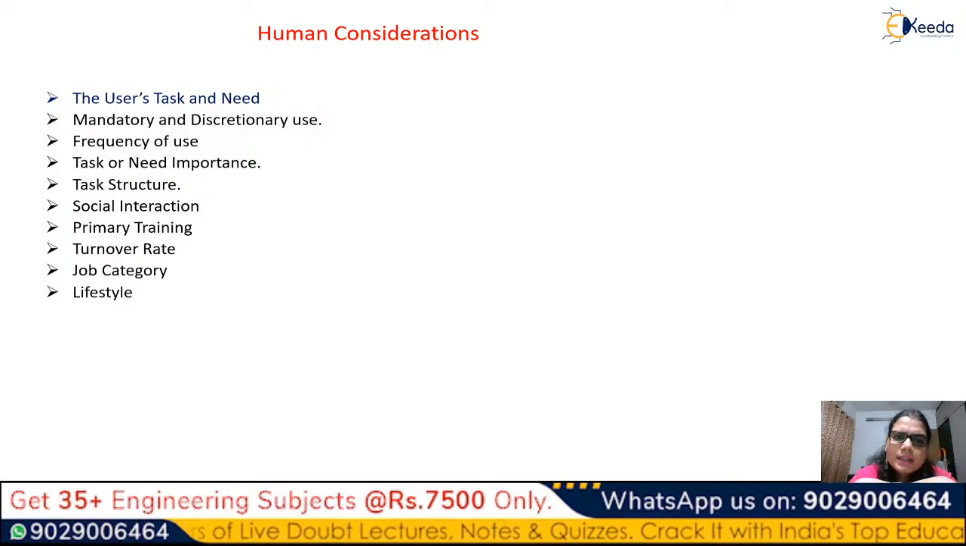Then the task or need importance. What task does the user want, what is the need, what is the importance of this interactive system? Now, when I think of developing an interactive system, what criteria will I consider? I will consider what age groups of people will use it, what sort of people are going to use it, what interests them nowadays, and what is trending.